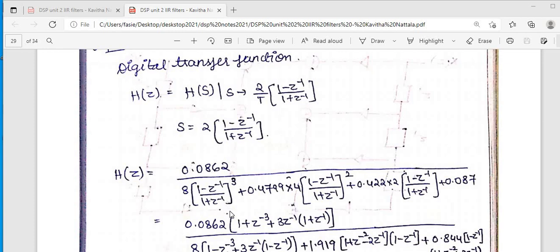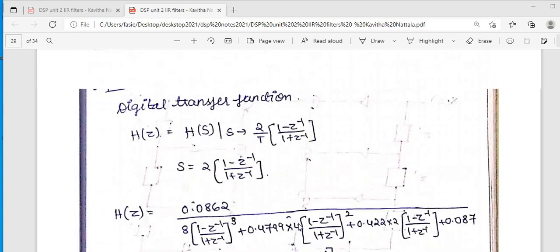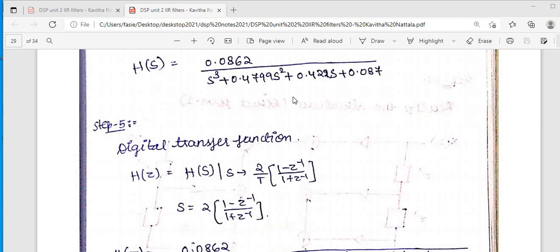Plus, similarly the second coefficient is as it is. s square is there, 0.4799 into s square. s is what actually? 2. 2 square will be 4, right? Into 1 minus z power minus 1 by 1 plus z power minus 1, whole square. Plus this s value. What is the s value now? 0.422 into 2 with the same factor, and the constant is as it is. So this is the way we replace here.